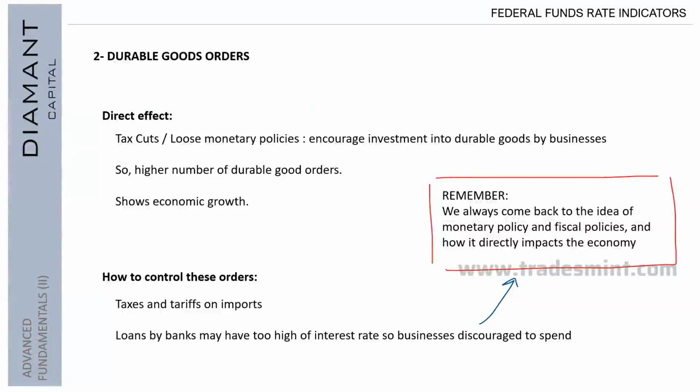So how can we control these orders? Of course, you can use taxes and tariffs on the imports, because most of the goods, or it depends really what country you're in, but most of the goods are always going to be imported from commodity rich areas, those that actually export all the materials to you. And then loans by banks may have too high of an interest rate, so businesses are discouraged to spend. Now remember, we always come back to the idea of monetary policy and fiscal policies and how they directly impact the economy.